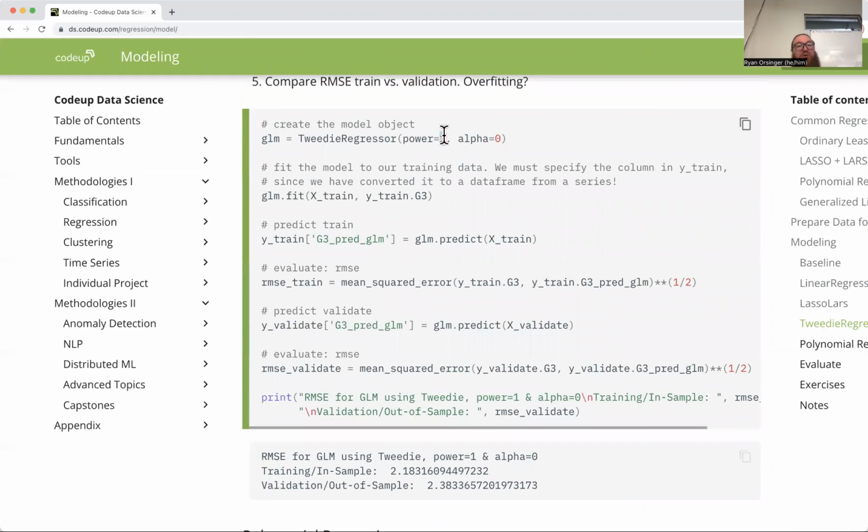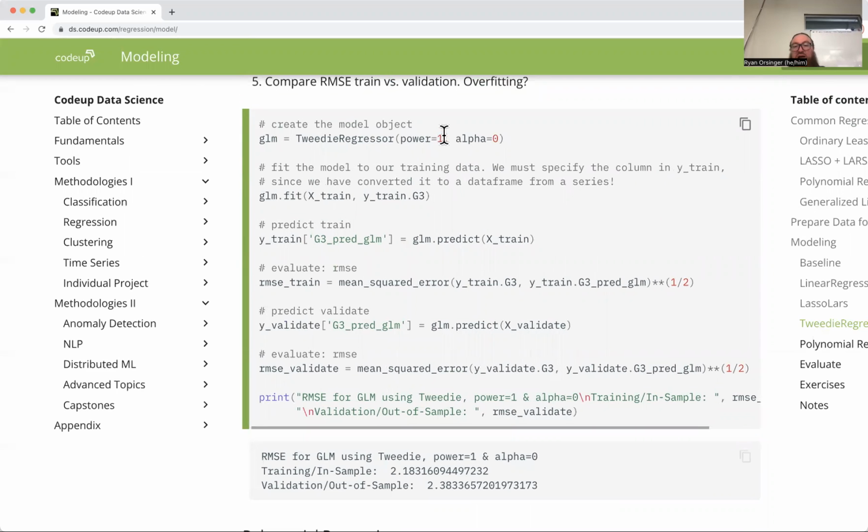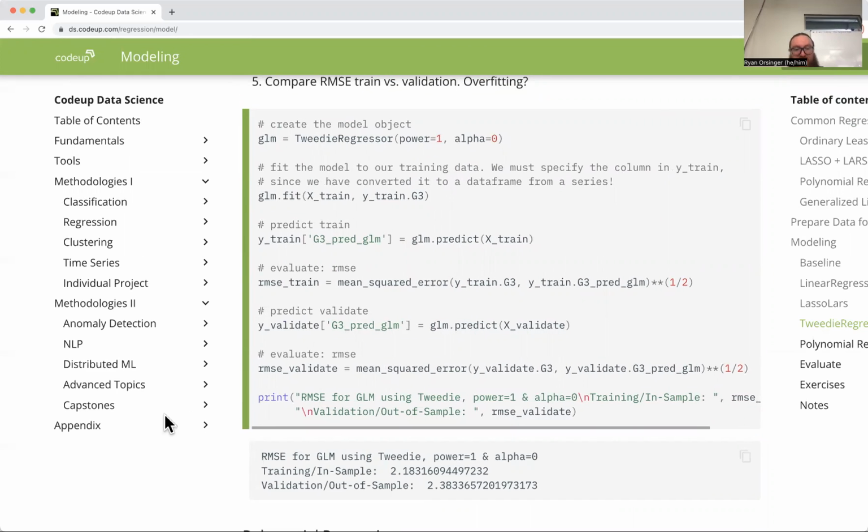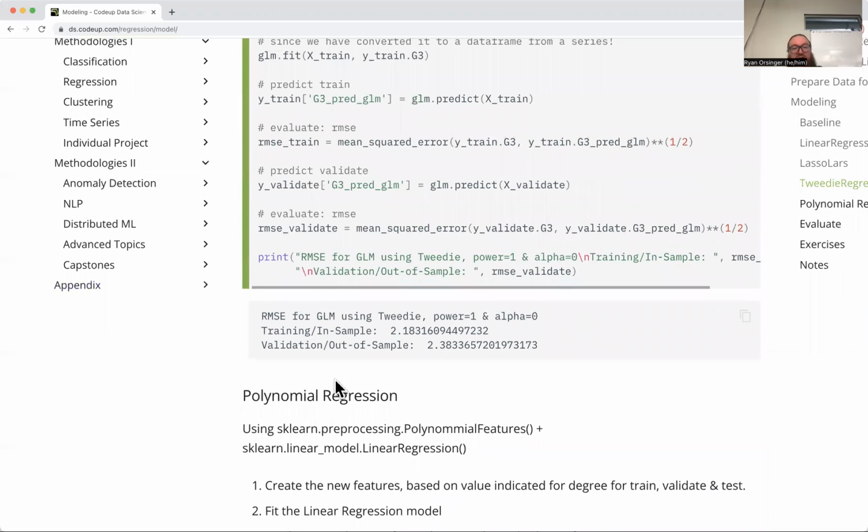We can keep playing with the power depending on our distribution. But that's a pretty good sign when you can have your errors for in sample and out of sample both be pretty low, and they're both better than baseline. You're in business. You're in business.